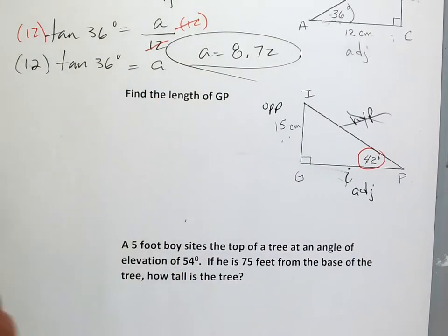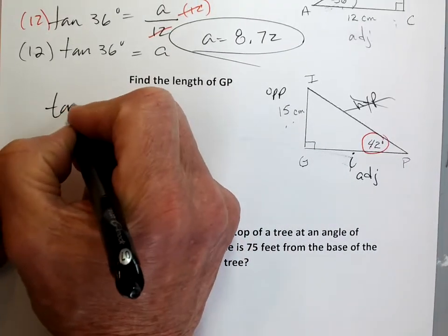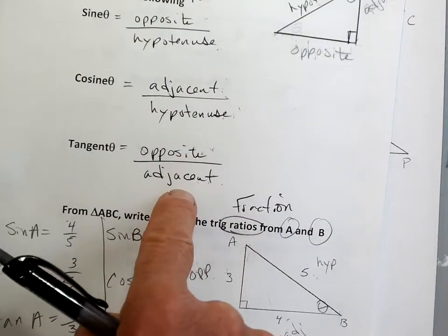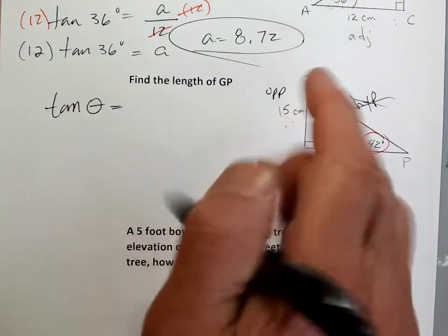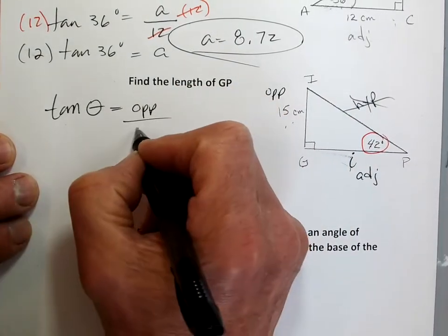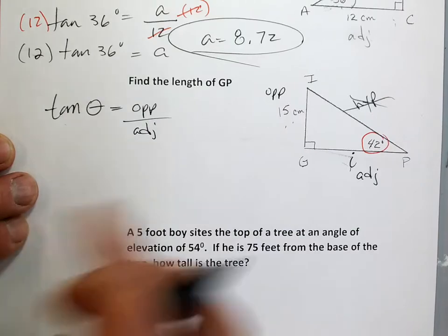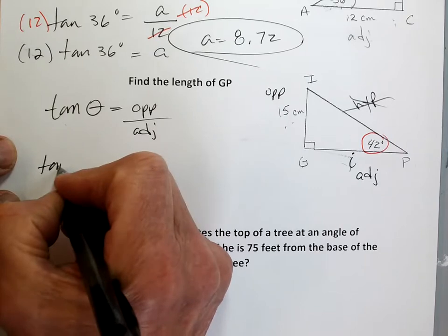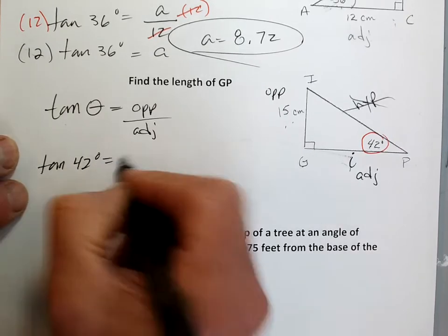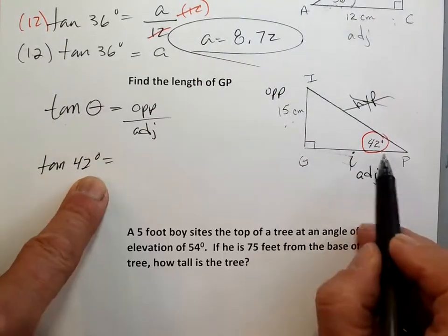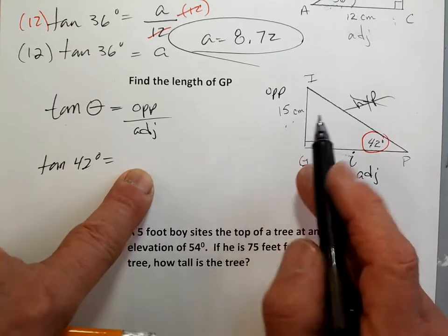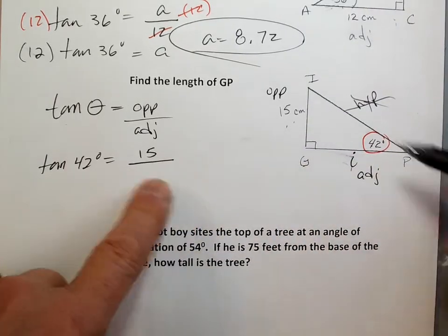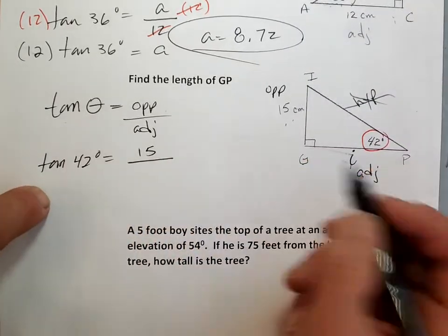So I'm going to go tan of theta is equal to, well, my notes say opposite over adjacent. So that's going to be my opposite over my adjacent. Let's rewrite this because theta really is an angle. It's 42, so let's write this as tangent of 42 degrees is equal to the opposite, which is 15, over my adjacent side, which is my little I, or GP.